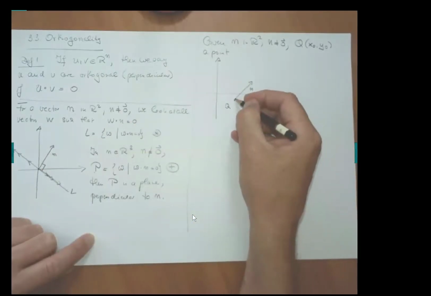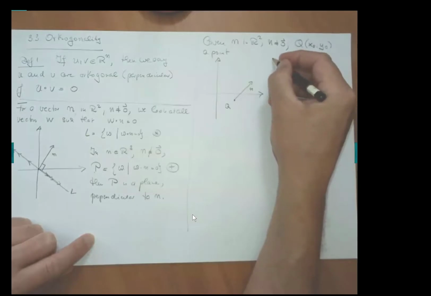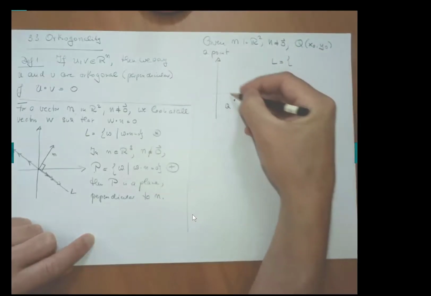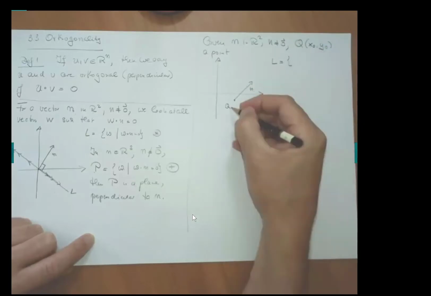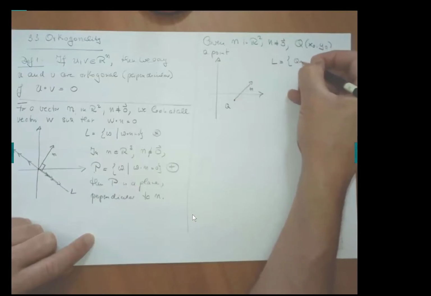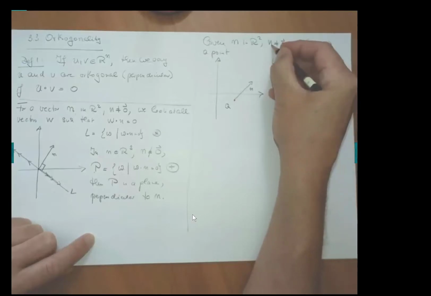And now we look for, first I write it down as a formula. L is all points in the plane such that when you go from Q to this point, so QW, such that this connecting vector is perpendicular to n.